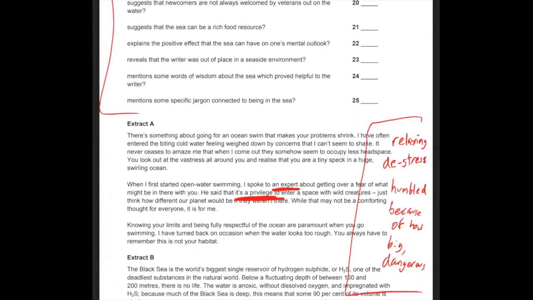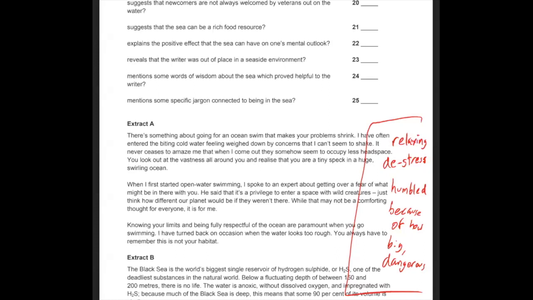So which extract refers to a dangerous constituent of some seawater? Okay, constituent means something that makes up something else, right? Even though it does kind of talk about how the ocean is dangerous, that's not the same as seawater being dangerous, not the water itself. It's about the creatures within the water. And also the creatures aren't really constituents. They don't make up the water itself, right? They just live in there. So it's not this one. So 18, the answer is not A.